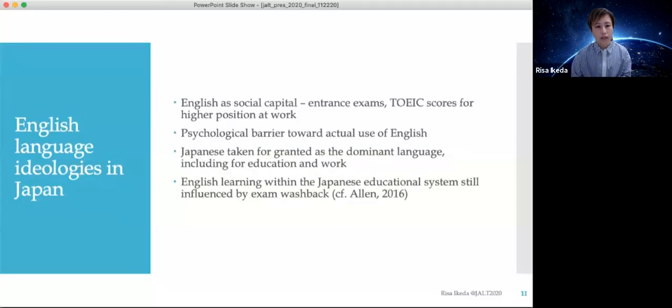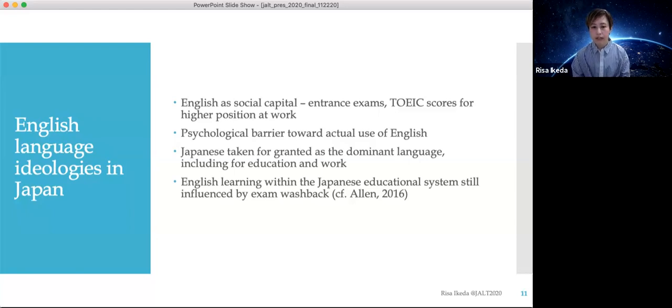In contrast, in Japan, English is, I would characterize it, for status. I might say it's for social capital more than for realistic use. So as you probably know, in Japan, if you have a high English score, it would help you get into university. TOEIC scores might give you a higher position at work. At the same time, it's not used so much really, right? There's more of a psychological barrier when we actually use it and face people and use it for communication.